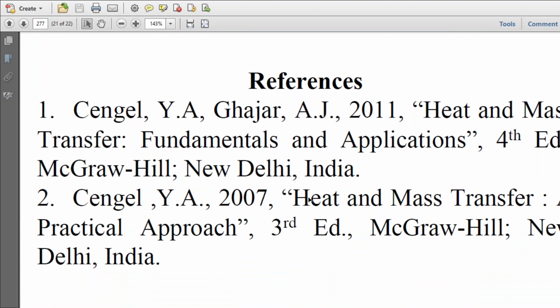So these are the references we have from Cengel. One is Heat and Mass Transfer: A Practical Approach. The other one is Fundamentals and Applications.